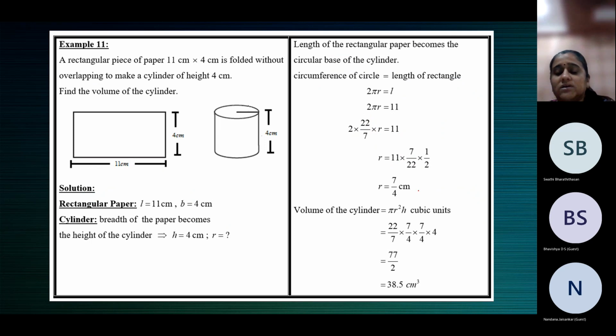So now we found the radius of the cylinder. Now the volume of the cylinder is equal to pi r square h. We found the radius 7 by 4 and the height is already given to us, 4 centimeters. So substituting, we get 77 by 2, or 38.5 centimeters cube.